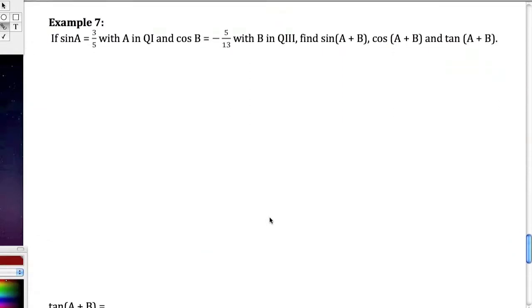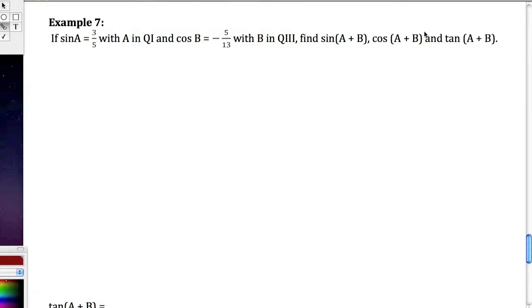In example 7, they're giving us specific parameters. They've said the sine of A is 3/5 with A in quadrant 1. The cosine of B is negative 5 over 13 with B in quadrant 3. Find the sine of A plus B, the cosine of A plus B, and the tangent of A plus B. Okay? So, how do we accomplish something like this?